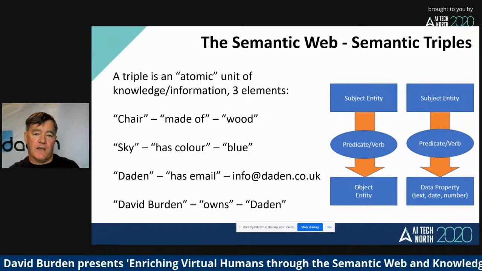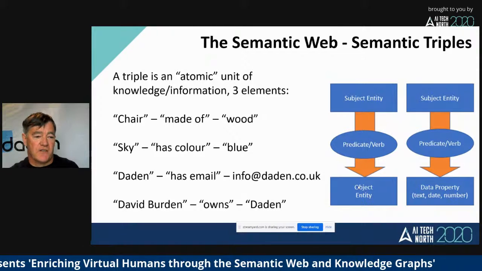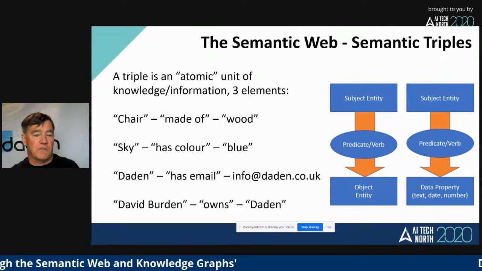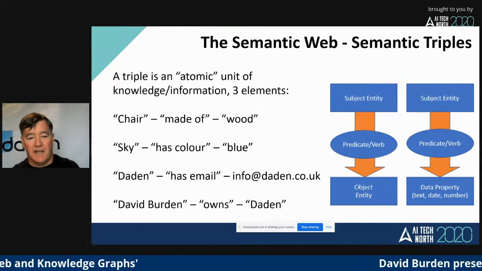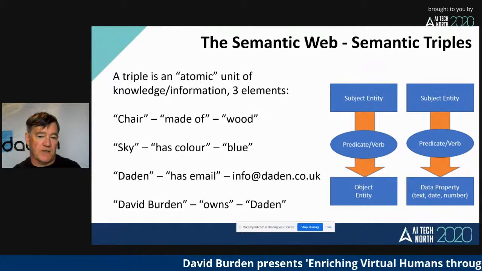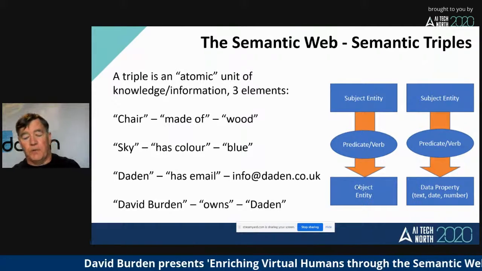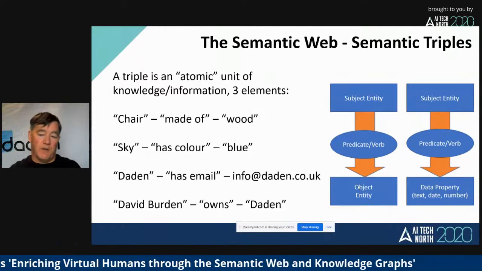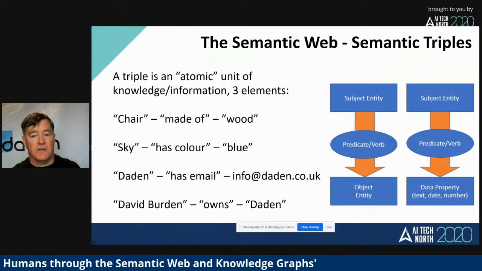And that consists of three elements: a subject, so chair, sky, Daden, David Burden; a predicate or a relationship, sometimes called a verb, so made of, has color, has email, owns; and then either another object entity such as wood, or color blue, or an email address, or Daden, or it could actually be a property like a text or a date or a number.